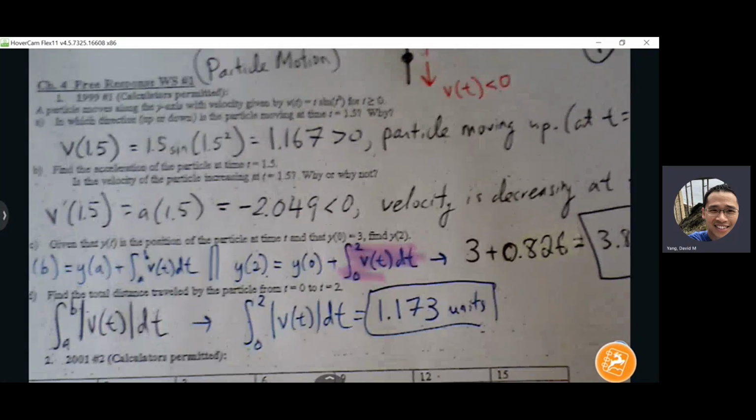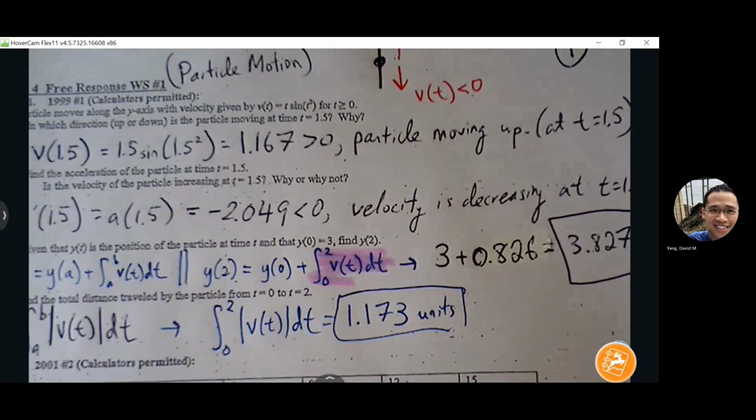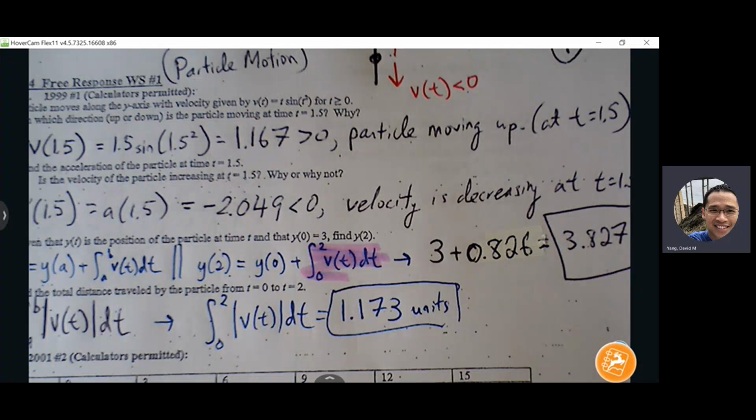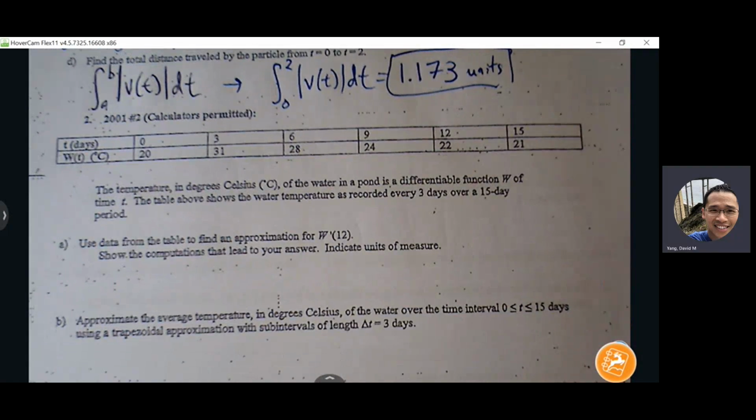Right, we'll circle back to particle motion, but this is the big idea here: knowing how to go between velocity to acceleration to position, back and forth. Okay. All right. Number 2. This is a Riemann sums problem.